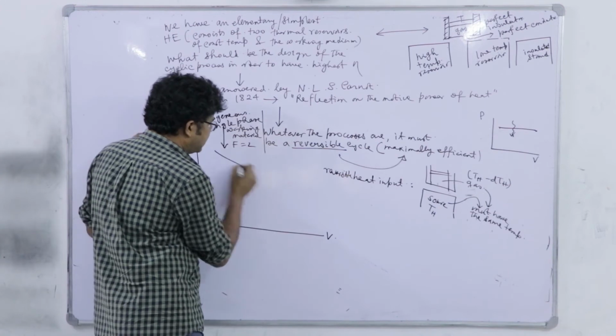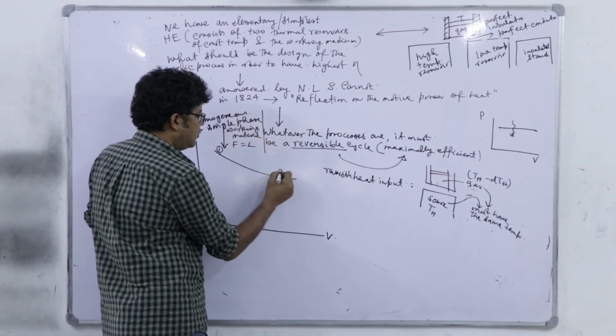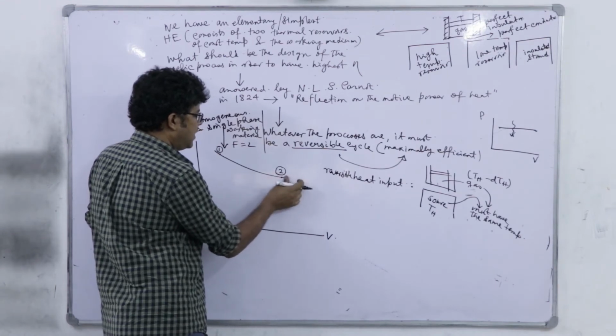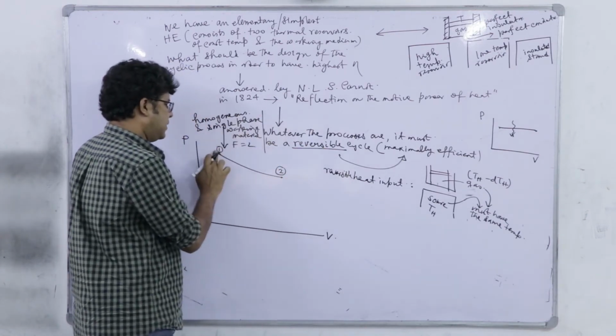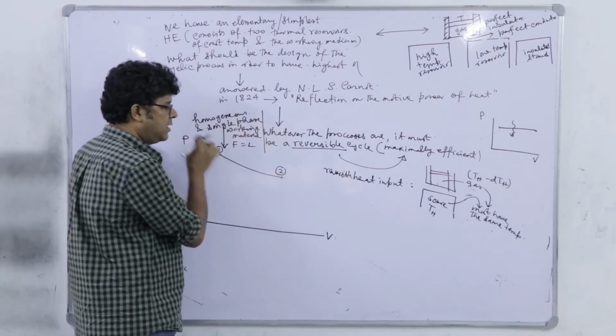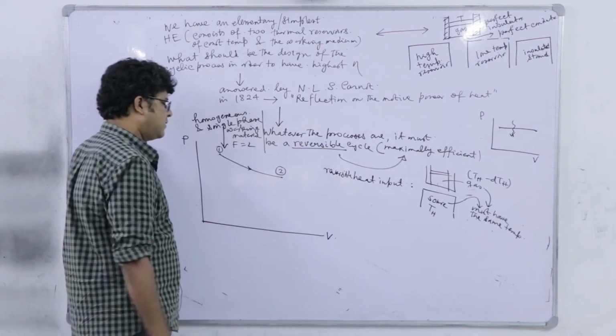So, the heat input step is isothermal. Let us say it is from state 1 to state 2. We are allowing it up to state 2. We could have allowed it some further, but that is not the point. It is not a specific point. Here we stopped, right.